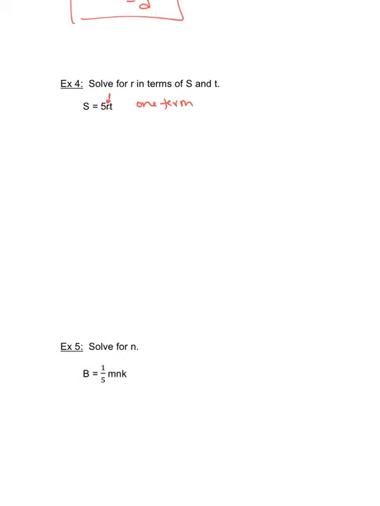I'm putting little dots in there. You divide by both of those at the same time. You divide by 5t. And they cancel out, leaving you the r by itself. And so we divide the left side by 5t, and our answer is right there, s over 5t.